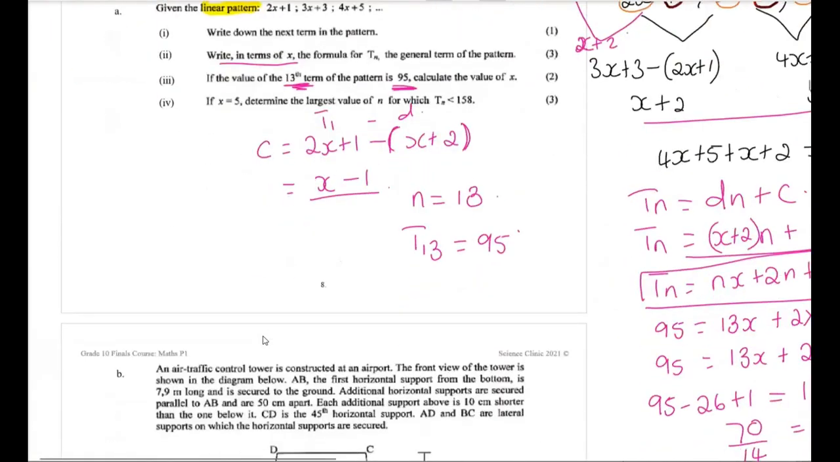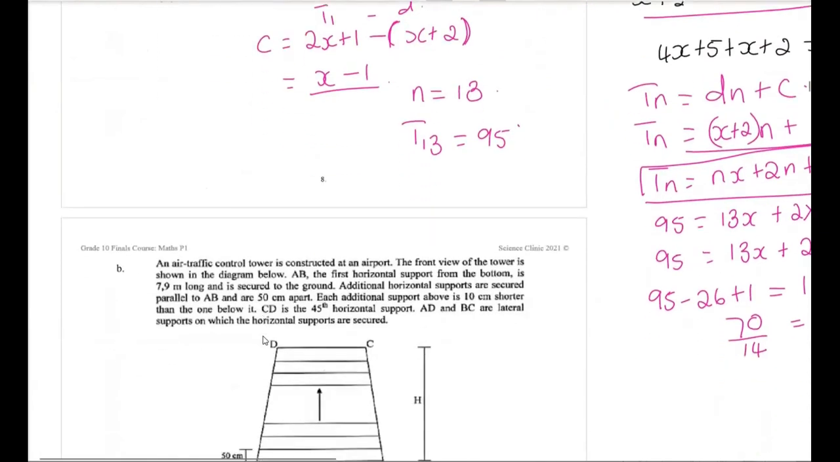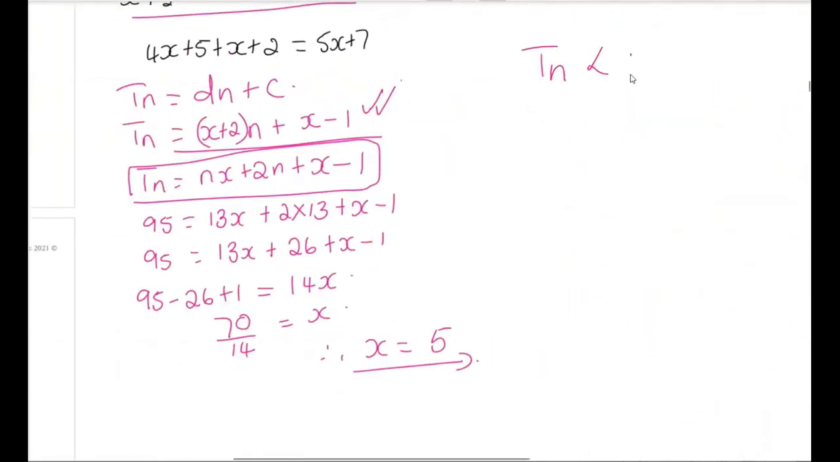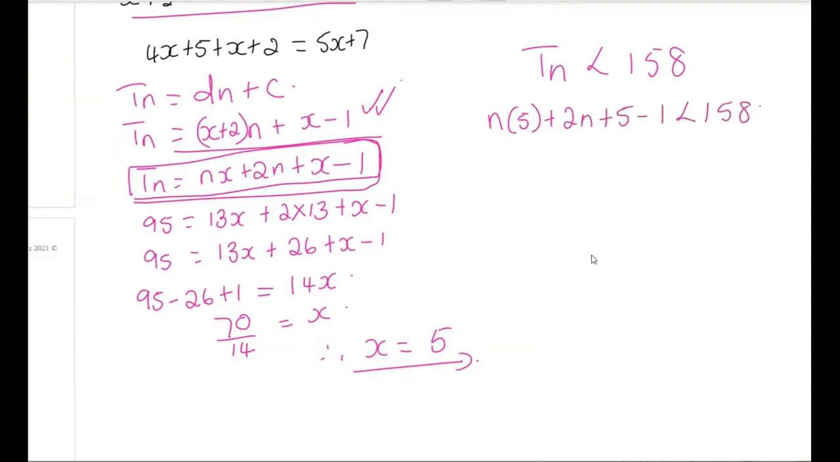Then the question now says, if x was a 5, find the largest value for which Tn is less than 158. So Tn is less than 158, but x is a 5. So wherever Tn is, we are going to put it here, right? And we are putting a 5 now where x is, because we know who x is. And we are saying 158, like that. So we are going to end up with 5n plus 2n, 5 minus 1, plus 4 less than 158.